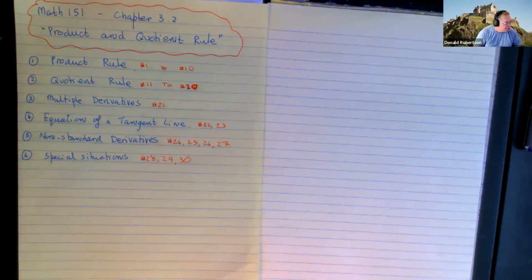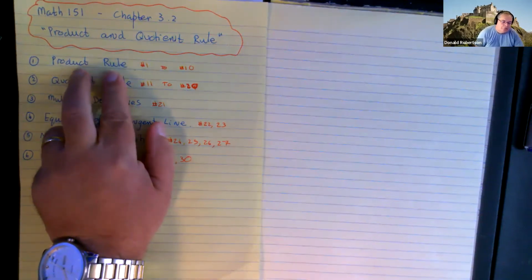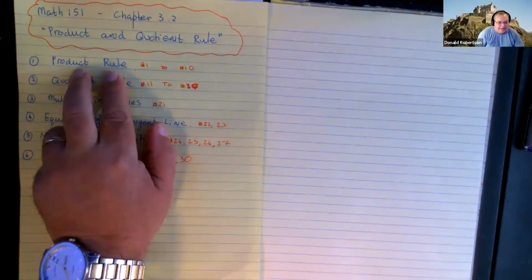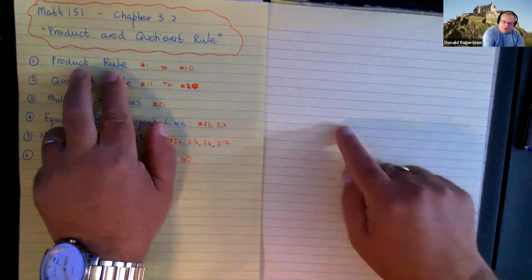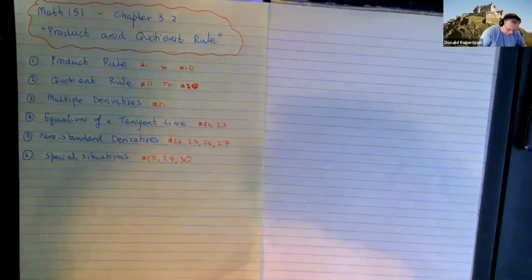And the names kind of tell you what they're for. We're going to use the product rule when we want to find a short way of getting the derivative of a function that's really made of two things multiplied together. And let's show you what that rule looks like.